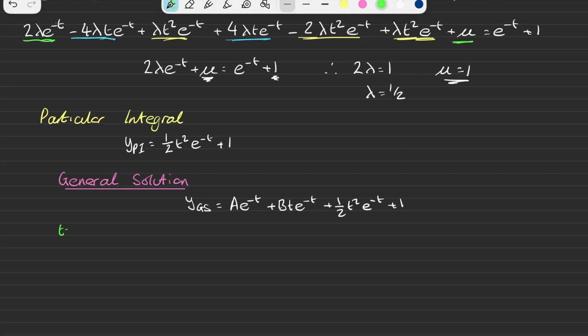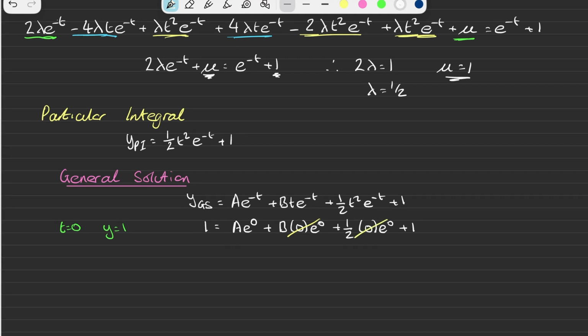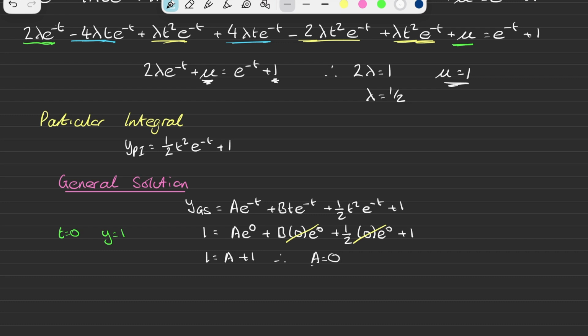So if t equals 0 and y equals 1, we can substitute them into our general solution. So 1 will be A e to the 0 plus b times t e to the 0 plus 1/2 of 0 squared e to the 0 plus 1. We know the b term will go and this term will go. So we've got 1 will equal a plus 1. Therefore, a must equal 0.